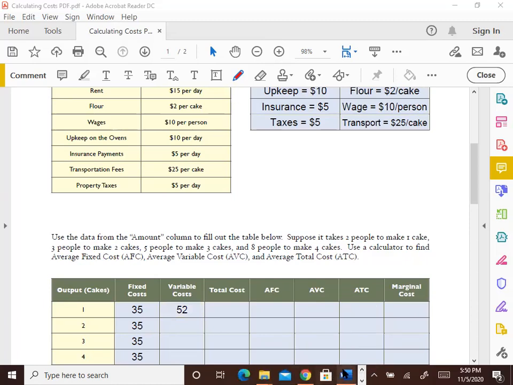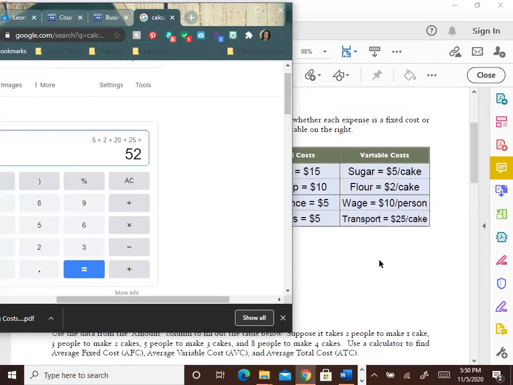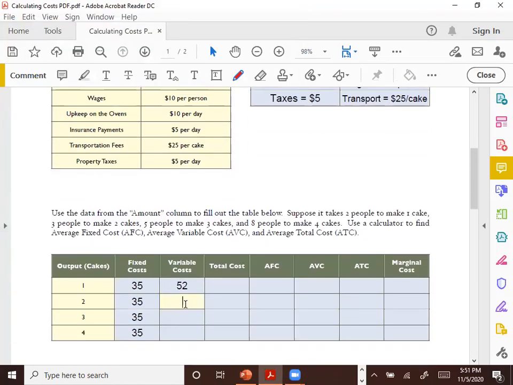So now let's keep going. So for 2 cakes, down here it says 3 people are needed to make 2 cakes. So for 2 cakes, $5 per cake, that's going to be 10, because now we have 2 cakes. $2 per cake, that's going to be 4. Wages, $10 per person, and it says 3 people to make 2 cakes, so that's going to be $30. And then transport, $25 per cake, so 2 cakes, 25 times 2 is 50. So now we're at 94.